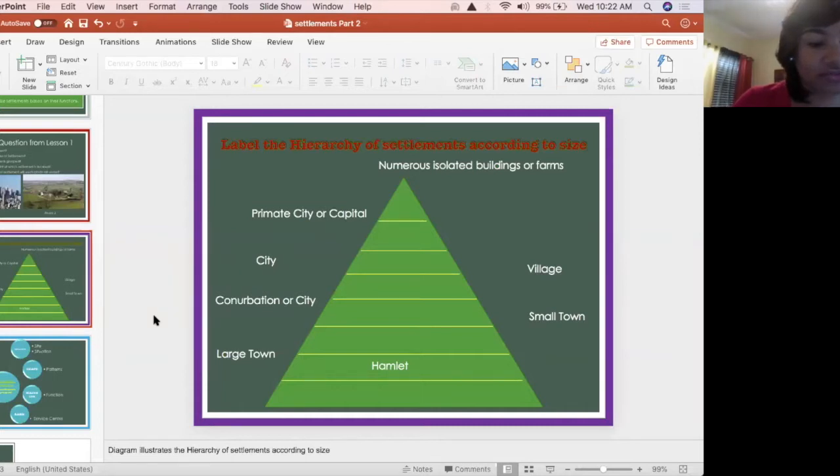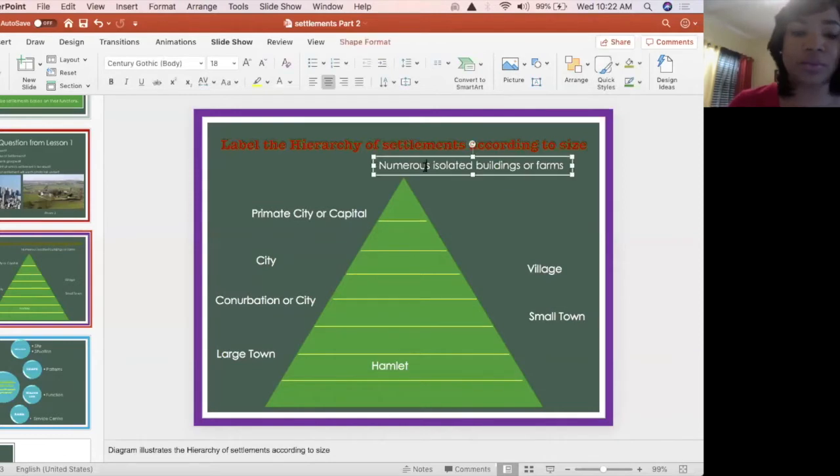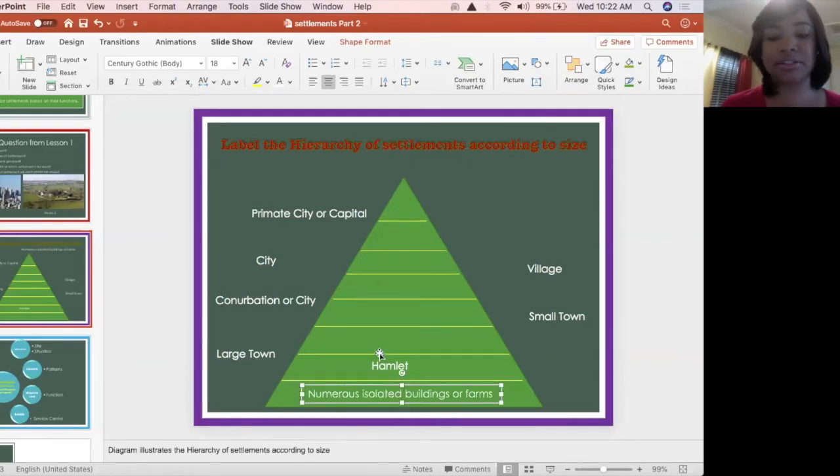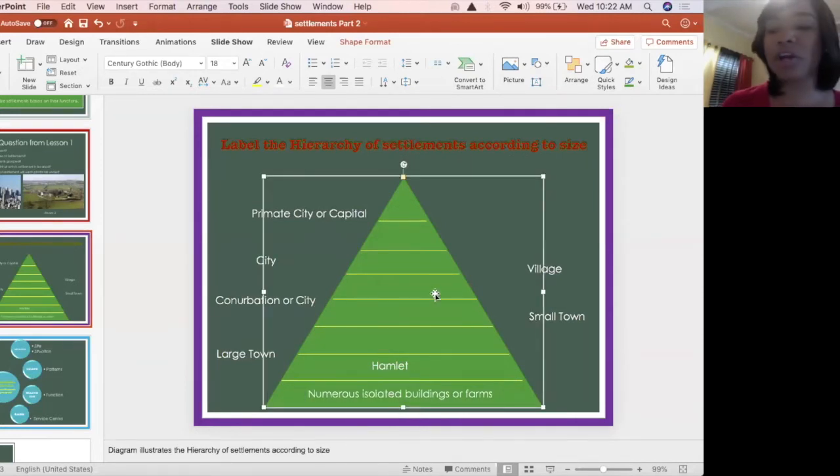No, it's not the village. No, Indira, it's not the village. No, Franklin, it's not the village. No, it's not the city. Okay, this is a very small settlement. Yes, Anthony, good job. That is what I was looking for, isolated buildings. Isolated buildings. Okay, let's move on above our hamlet.